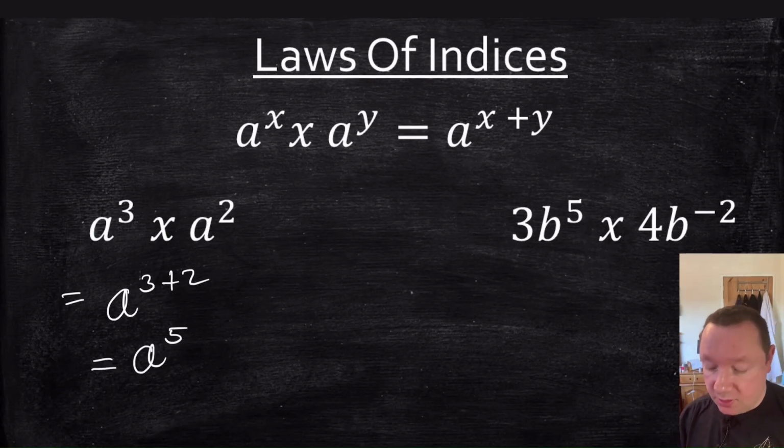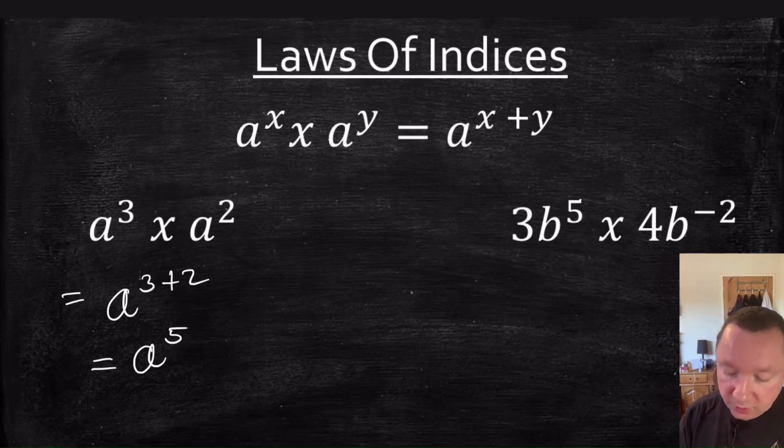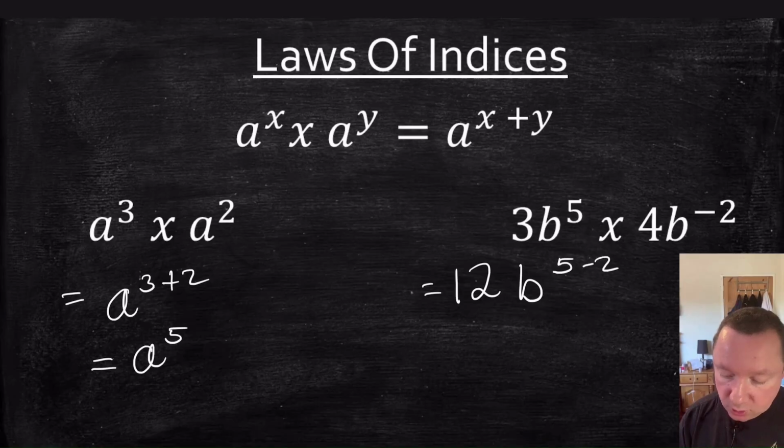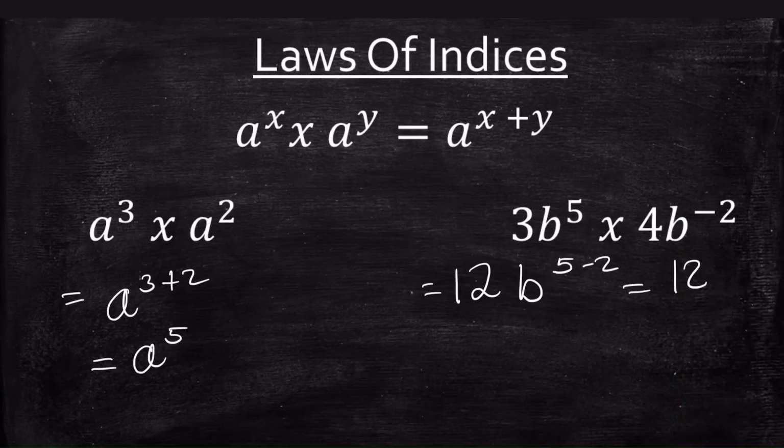Second example says 3b to the power of 5 times 4b to the power of negative 2. Don't be tempted to add the 3 and 4 here. They are not indices. They just get timesed together as normal. So 3 times 4 makes 12. And we've got b to the power of, well, 5 and minus 2. So that equals 12b to the power of 3.